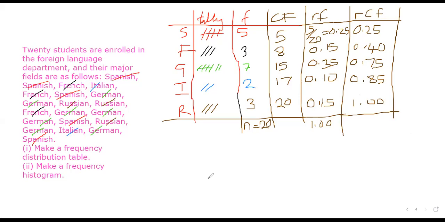So I'm trying to teach 3 lessons in one so that you could get the concepts as much as you can here. If we're dealing with a pie chart, we just multiply our relative frequency times 360.